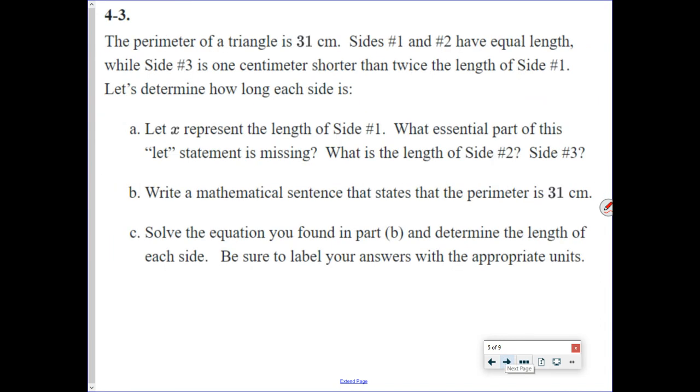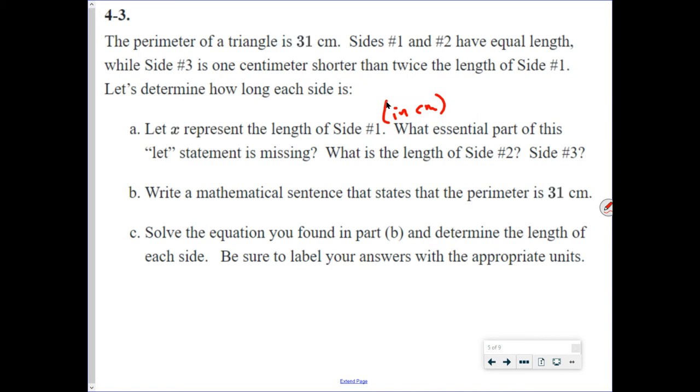All right, number 4.3. Perimeter of a triangle is 31 centimeters. Sides 1 and 2 have equal length, while side 3 is 1 centimeter shorter than twice the length of side 1. Let's determine how long each side is. So first of all, let x represent the side length of side 1. What essential part of this let statement is missing? What do you think? All right, what it's missing is the unit of measurement. So it should say in centimeters, okay? Let x represent the length of side 1 in centimeters. That's what it's missing there.